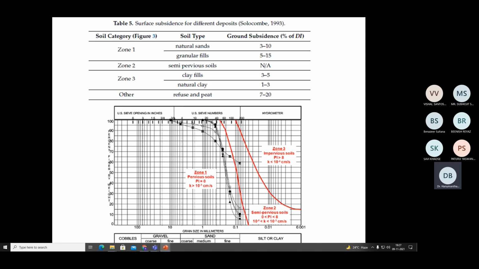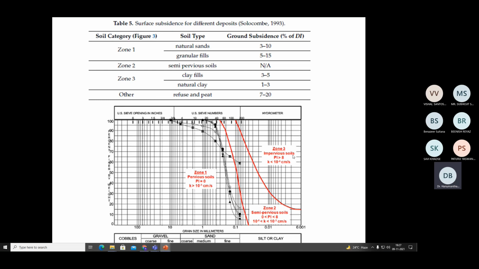Now somebody also tried to categorize the soils into different zones depending upon the permeability. Zone 1, pervious soil, where the plasticity index is 0 and the soil is highly permeable. These are excellent materials for deep dynamic compaction. Zone 2, semi-pervious soils. It comprises some finer fractions where the plasticity index is less than 8 and the permeability varies from 10 power minus 3 to 10 power minus 6 centimeter per second.